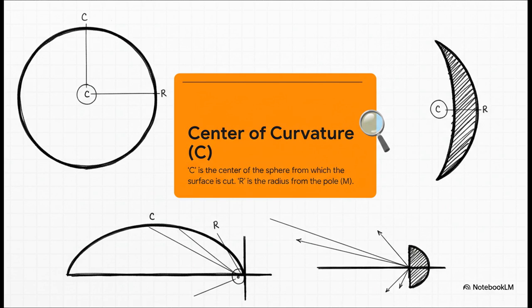And what about R? Well, the radius R just tells us how curvy our surface is. A really small R means you've got a super curved, powerful surface that bends light like crazy. A really large R means it's much flatter, more gentle. And this value, it is absolutely essential for our final formula.